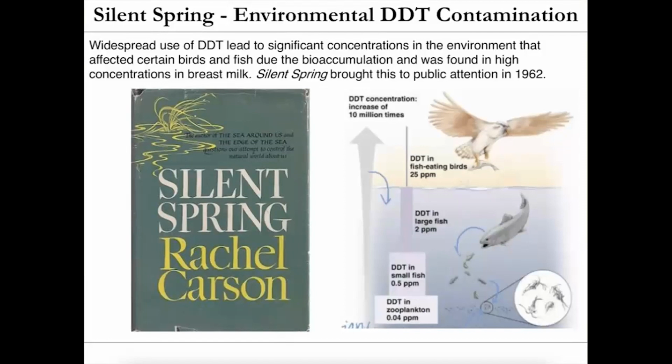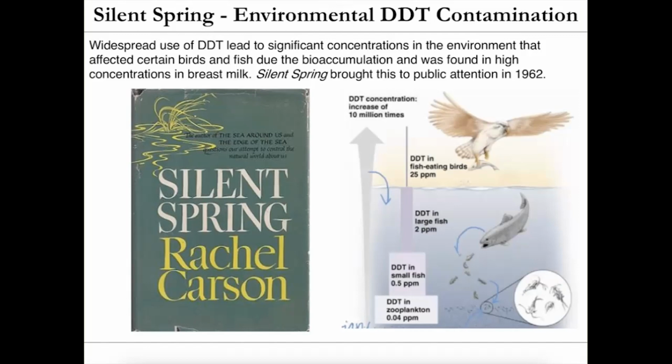However, we wouldn't be talking about DDT if it didn't also have some negative impacts, and it definitely did. Widespread use of DDT led to significant concentrations in the environment. There are stories about plants in Los Angeles where they were manufacturing DDT, and the excess was being dumped. It was in huge concentrations in the marine areas just outside of Los Angeles.